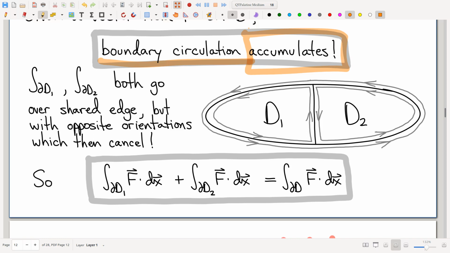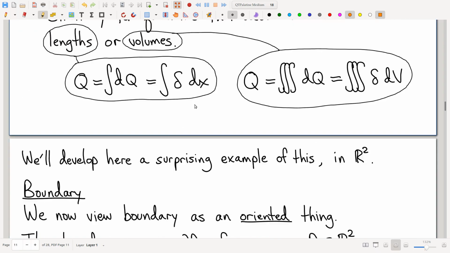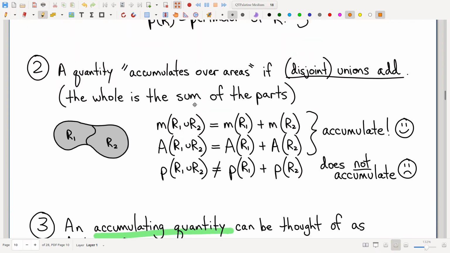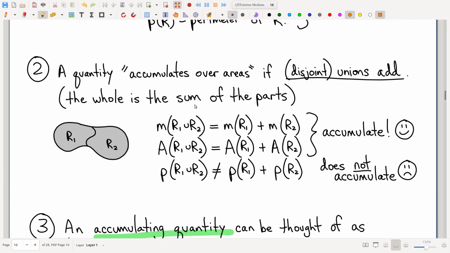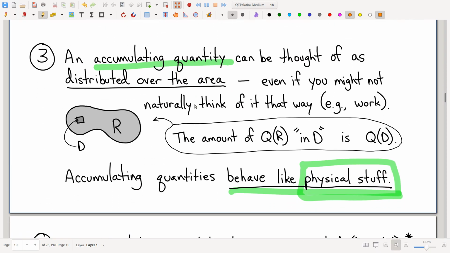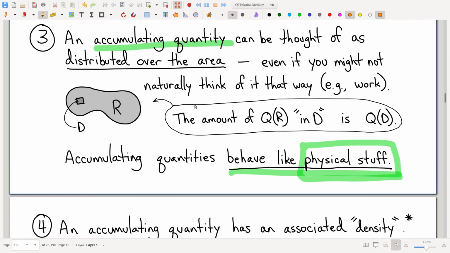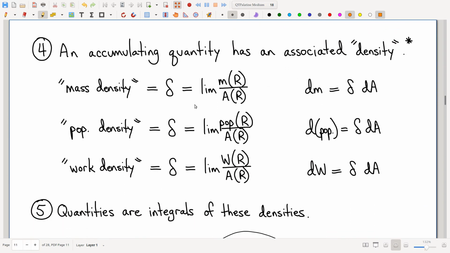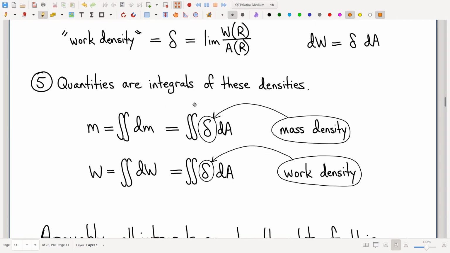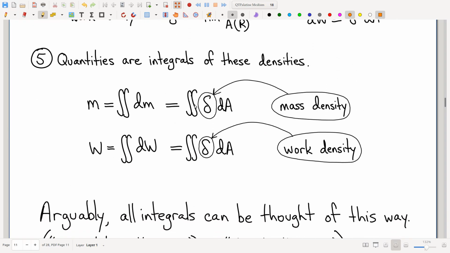Now, why were we interested in this in the first place? Let me remind you, going way back, if you have an accumulating quantity, you can treat it like physical stuff, weird though that may seem. If you can treat it like physical stuff, you can talk about its density. Once you talk about its density, you can add it up with an integral, and you get yourself an integral theorem. And again, this works for any accumulating quantity.